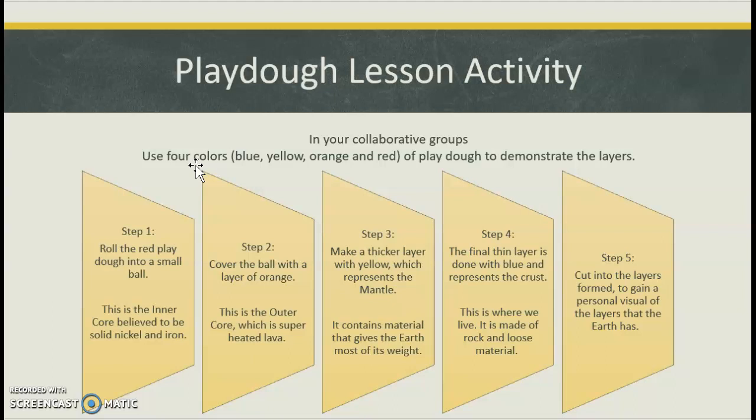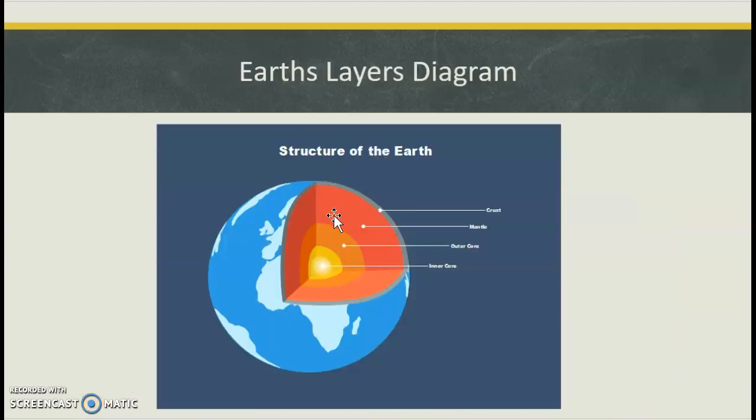So in step 5, we're going to actually cut into the layers of this formed Earth that we have created. And we are going to gain a personal visual of the layers that the Earth actually has. So I have put a picture in this lesson to show you kind of what it's going to look like once we cut into our Play-Doh. Although it'll have different colors, and we're not going to have a gray crust, we'll have a blue outer layer. And when we cut in, we'll be able to see the mantle, the outer core, and the inner core which we have made.